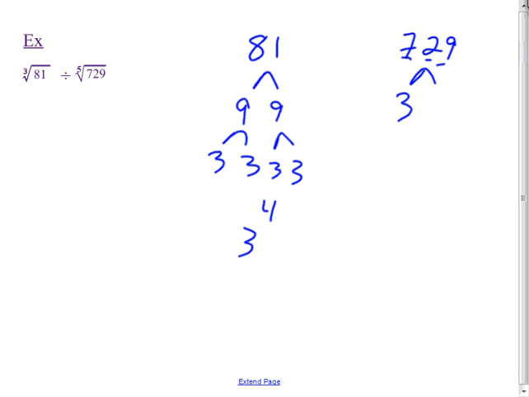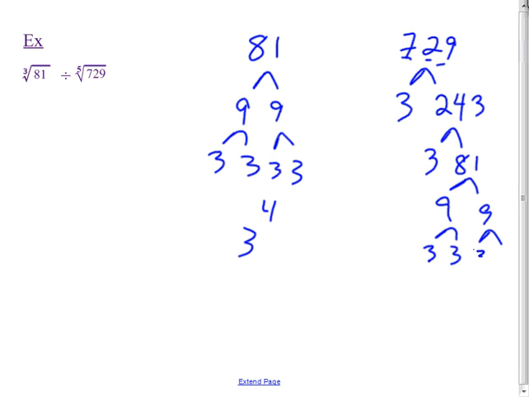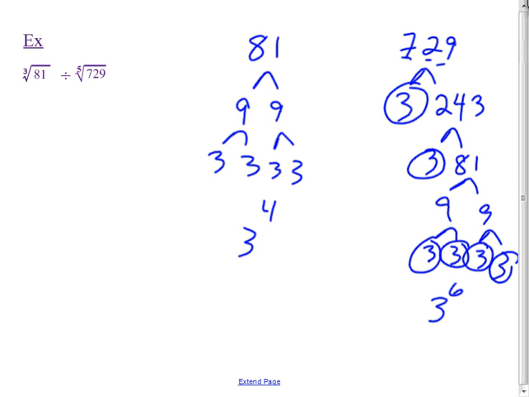So now go through, do the long division into it. 3 goes into 7 twice, with 1 left over. 3 goes into 12, therefore 4 times, and 3 goes into 9 3 times. Break that down. I can see 3 goes in there. 3 goes into 24 8 times. 3 goes into 3 once. Hey, 81, I've done that already. 9 and 9, 3, 3, 3, 3. So 1, 2, 3, 4, 5, 6. So 3 to the 6th is 729.